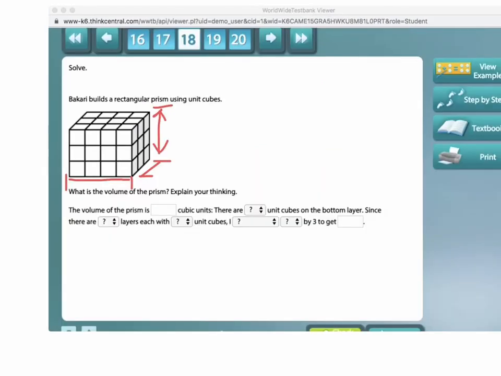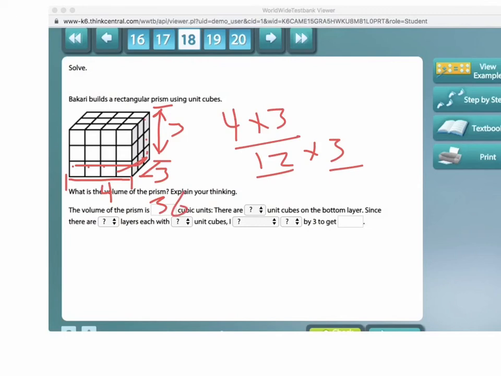Beccari builds this rectangular prism using cubes. What is the volume of this prism? A couple ways we could do is we could count the cubes, we could count the base, multiply by the height, or we could multiply length by width by height. So I'll go 1, 2, 3, 4. It's a 4 by 3 by 3 cube. 4 by 3 is 12. So each floor has 12, and there are 3 floors. So base times height is 36. So that is 36 cubic units.